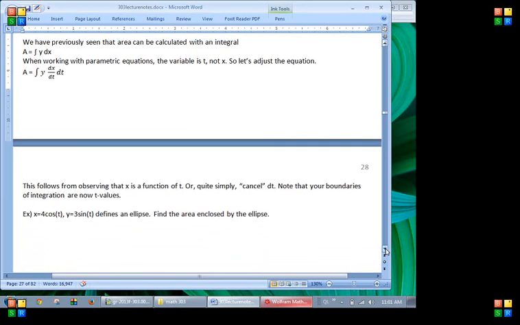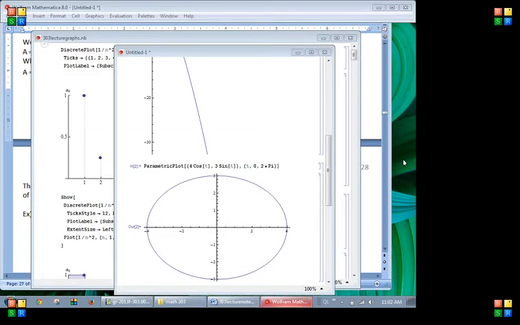So we can use this to calculate areas of these nice shapes. For example, we have this set of parametric equations. Now I'm going to tell you what defines an ellipse, but let me show you. When you graph it out, there's your ellipse.